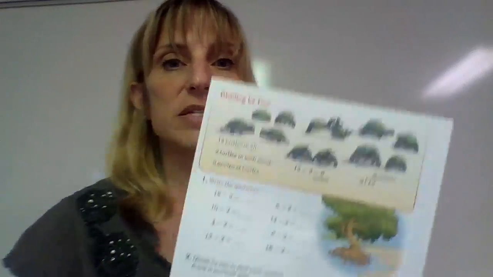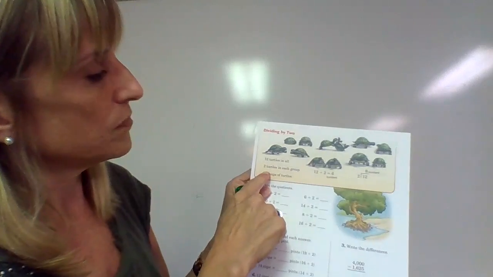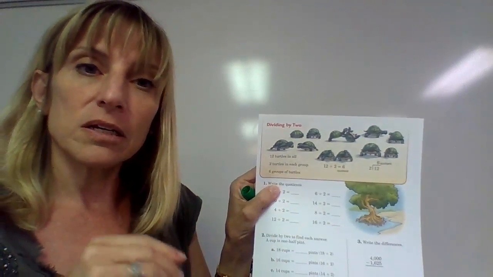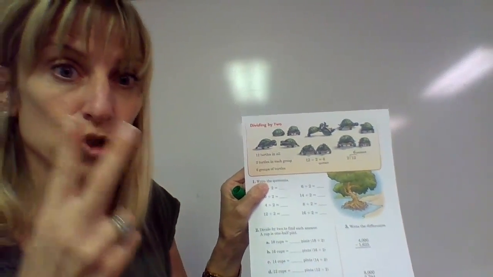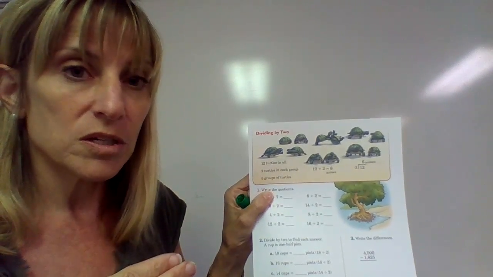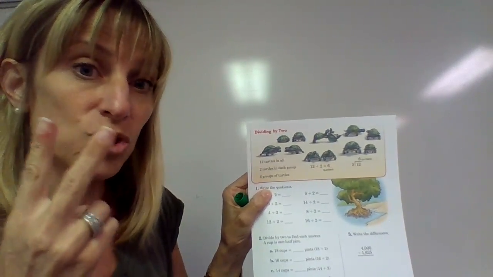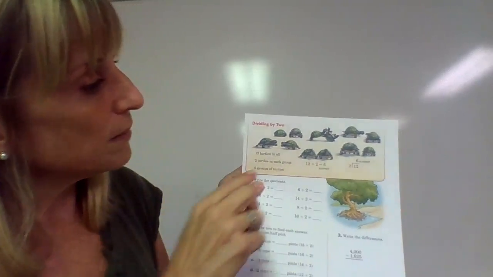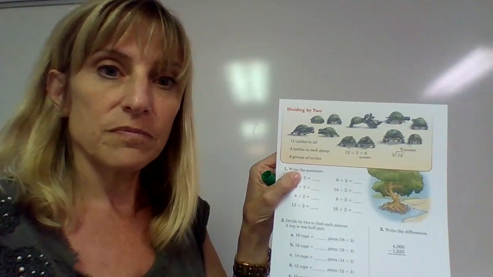So if you look on your paper, page 272 with all the turtles on the top, it says there are 12 turtles. Okay? And they're putting each turtle into groups that have 2 in each group. So we have 12 turtles, and we're dividing them into groups that have 2 each. So that means there are 6 groups of turtles.